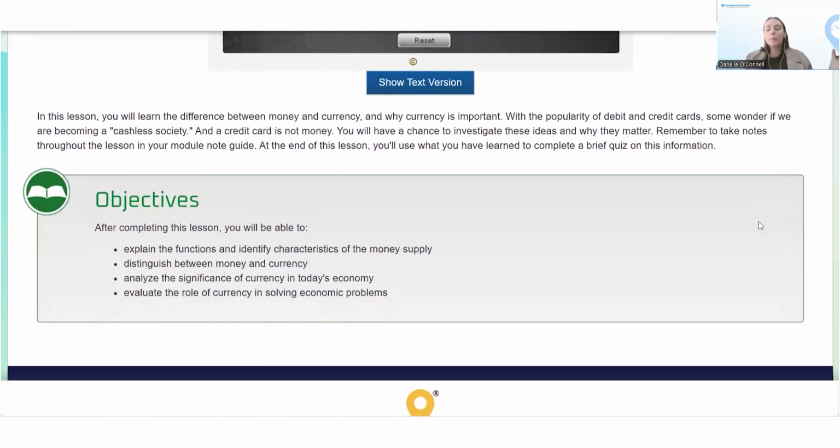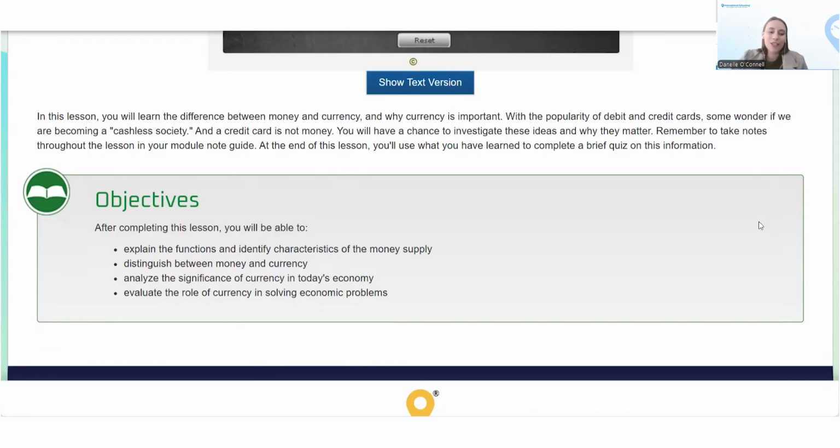So in this lesson, we will look at the difference between money and currency and why currency is so important. With the popularity of debit cards, credit cards, and the world becoming a very cashless society, we have moved into a form that classifies more as money than cash does. But credit cards are not money. We are going to have the chance to investigate these ideas and why they matter.